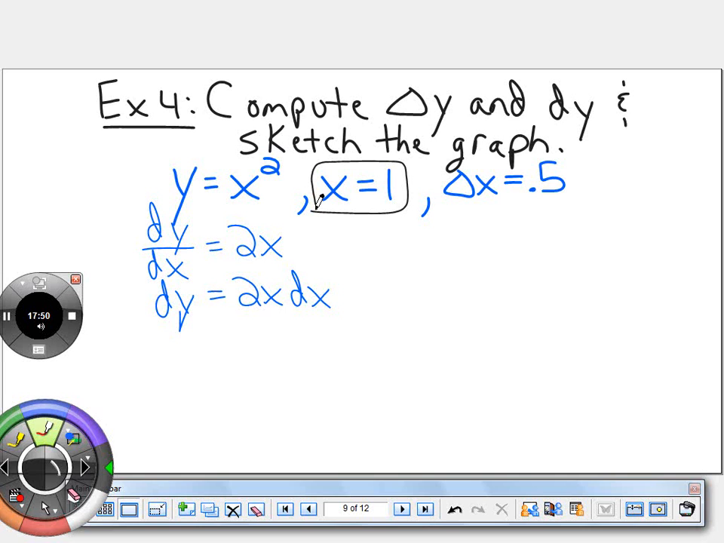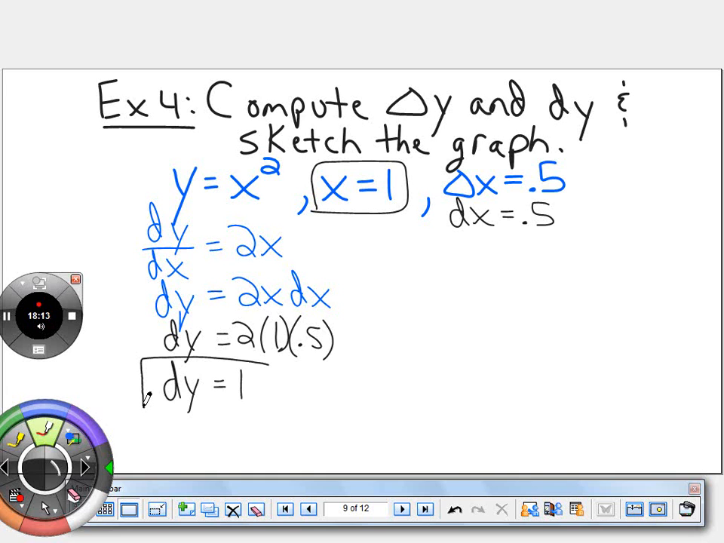And then when they give you the change in x, that's actually the same thing as the dx. So dx is also 0.5. So you're able to just plug in your numbers. So that's 2. And then for the x, we're plugging in the 1. And then the dx, we're putting in 0.5. So dy equals, we multiply those together. So dy is actually 1.